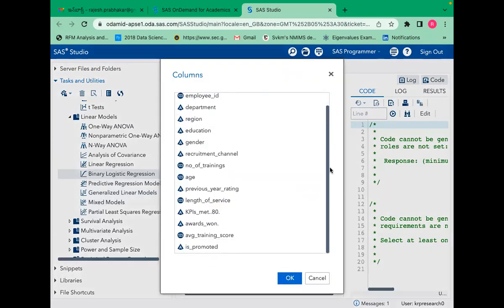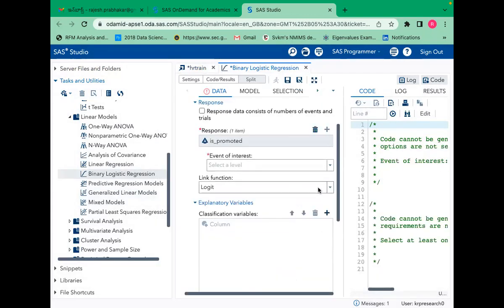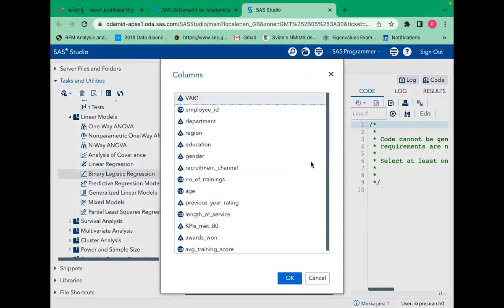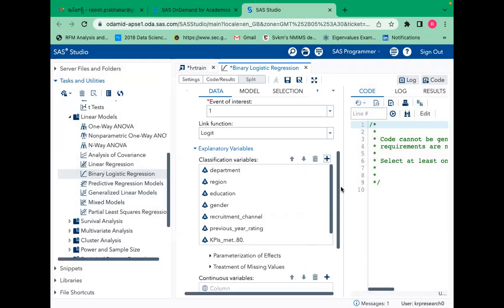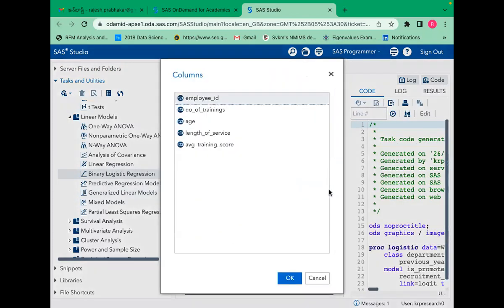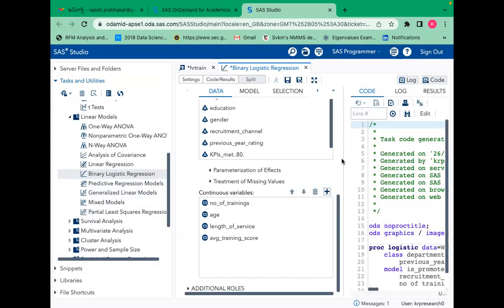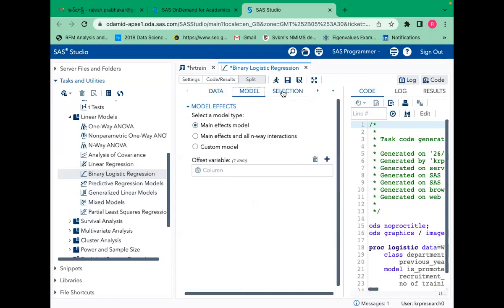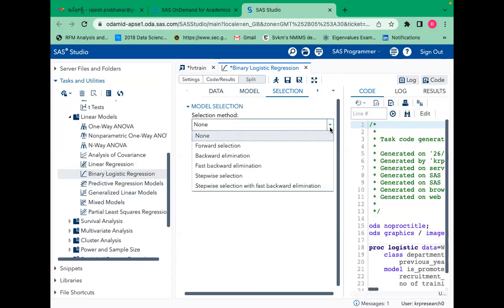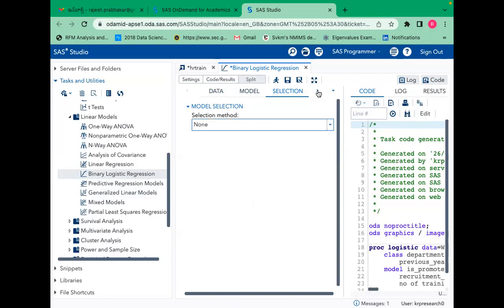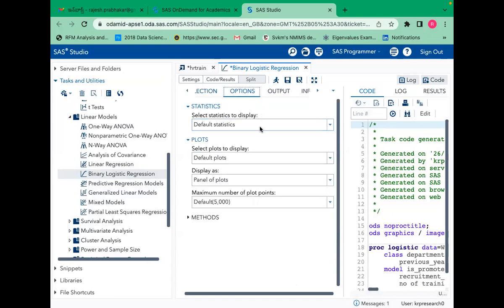Response is promoted. Event of interest is one. Classification variables: department, region, education, gender, previous rating. Continuous variables: number of trainings, age, length of service, average training. Okay, so the model is a main effects model. Selection method: none. Options: default statistics.